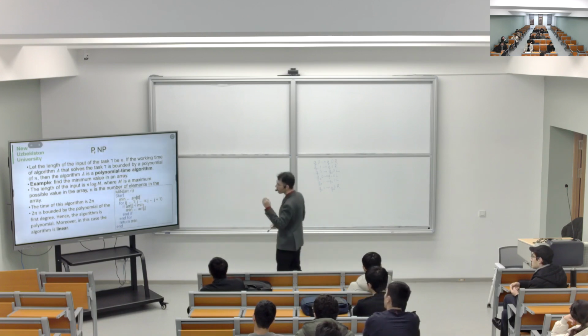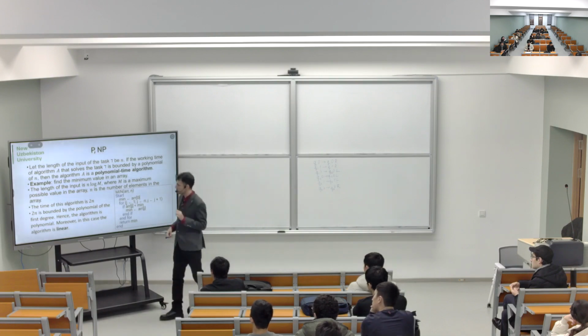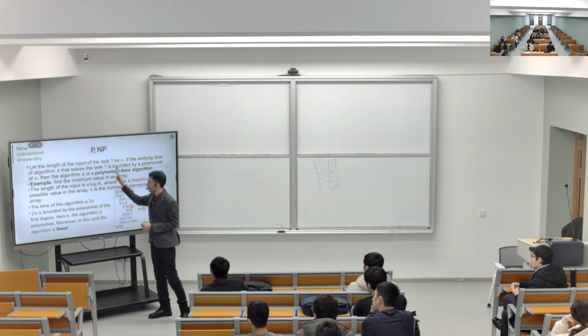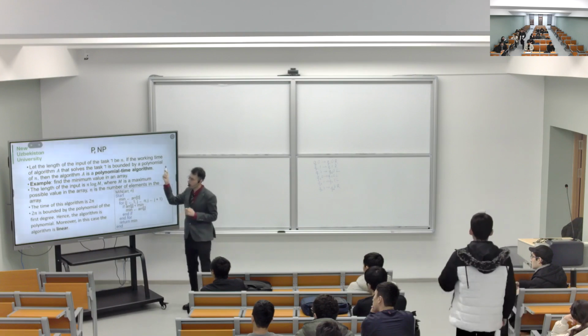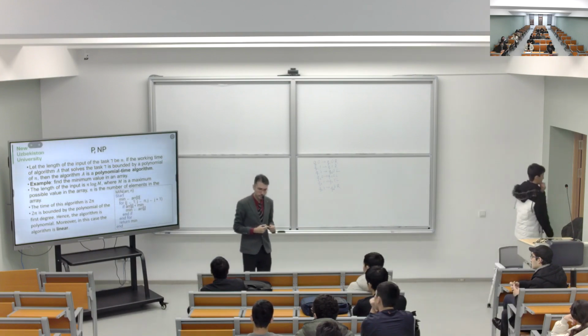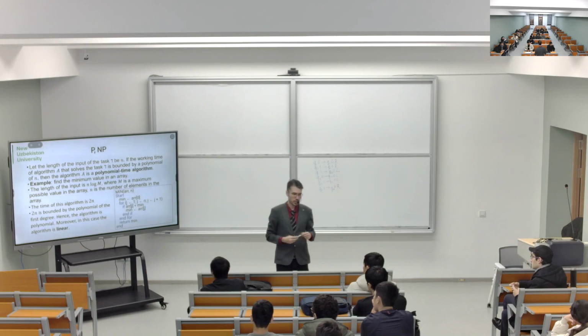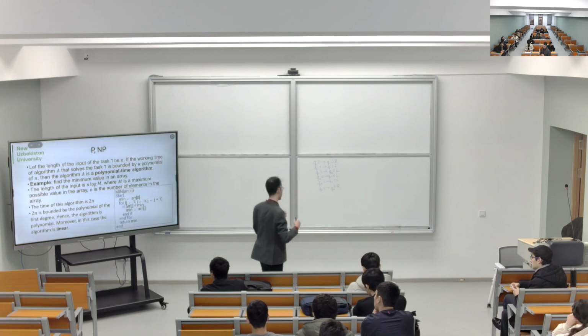Next, if the working time of algorithm A that solves our task with input length n is bounded by a polynomial of n, then this machine works in polynomial time. This is the definition. So now you know what is polynomial time complexity. It is when, based on the length of the input, the number of steps is bounded by a polynomial of this number. Okay, so let's see the difference.